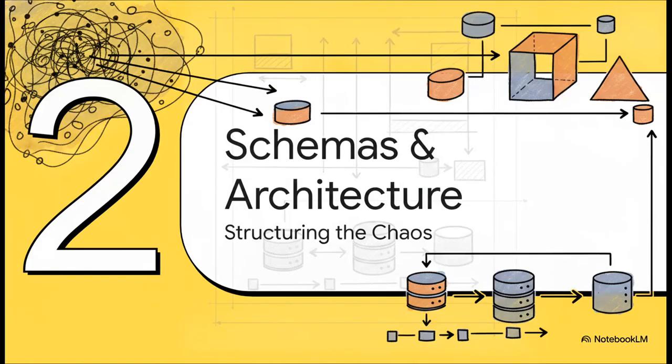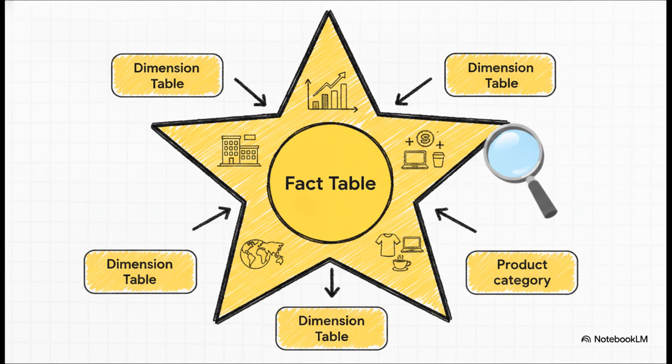Which brings us to Section 2, schemas and architecture, or structuring the chaos. Now, what's really interesting is the star schema architecture. Think of the literal shape of a star. Right at the center, you have what's called the fact table. This contains measurable metrics, stuff like total revenue or total units sold.